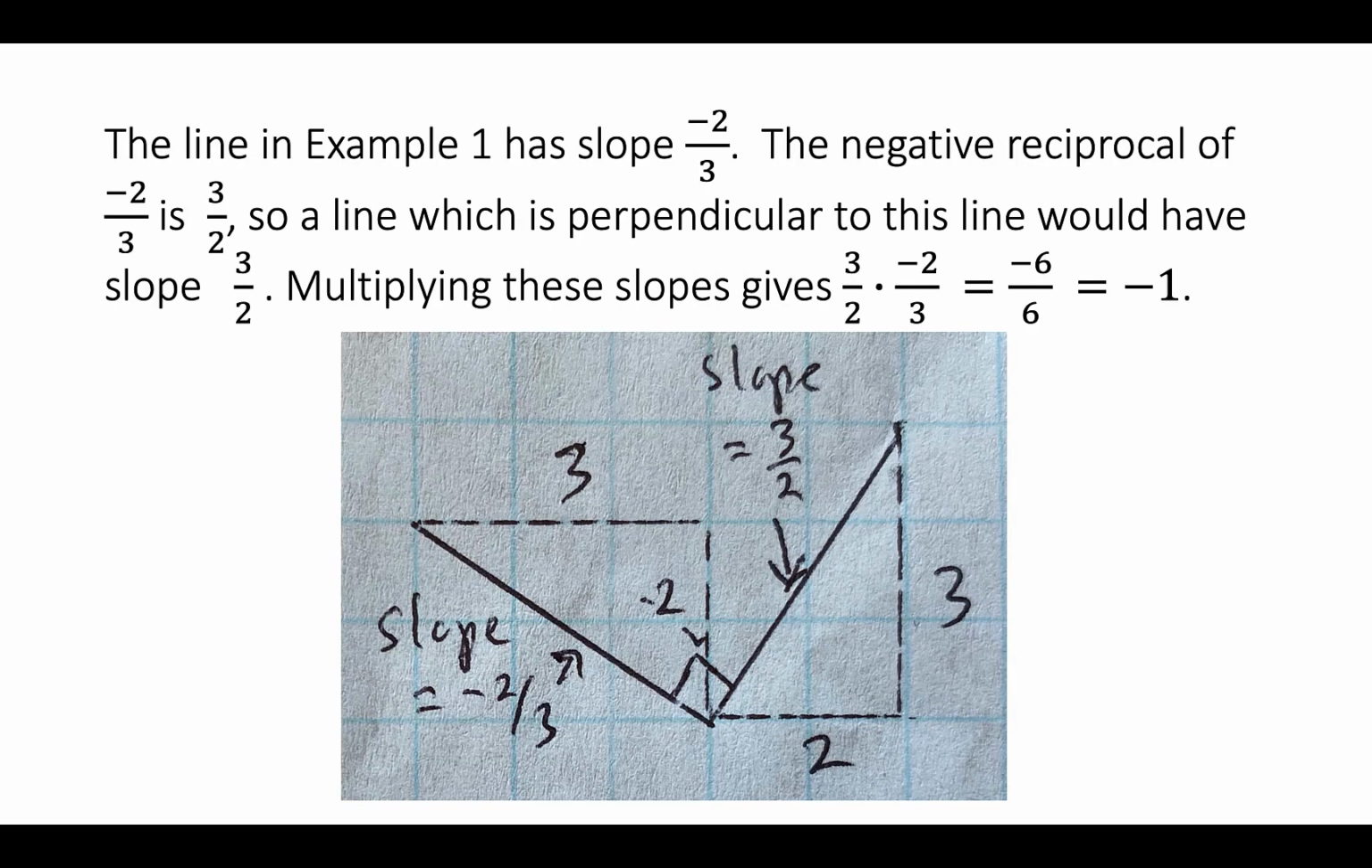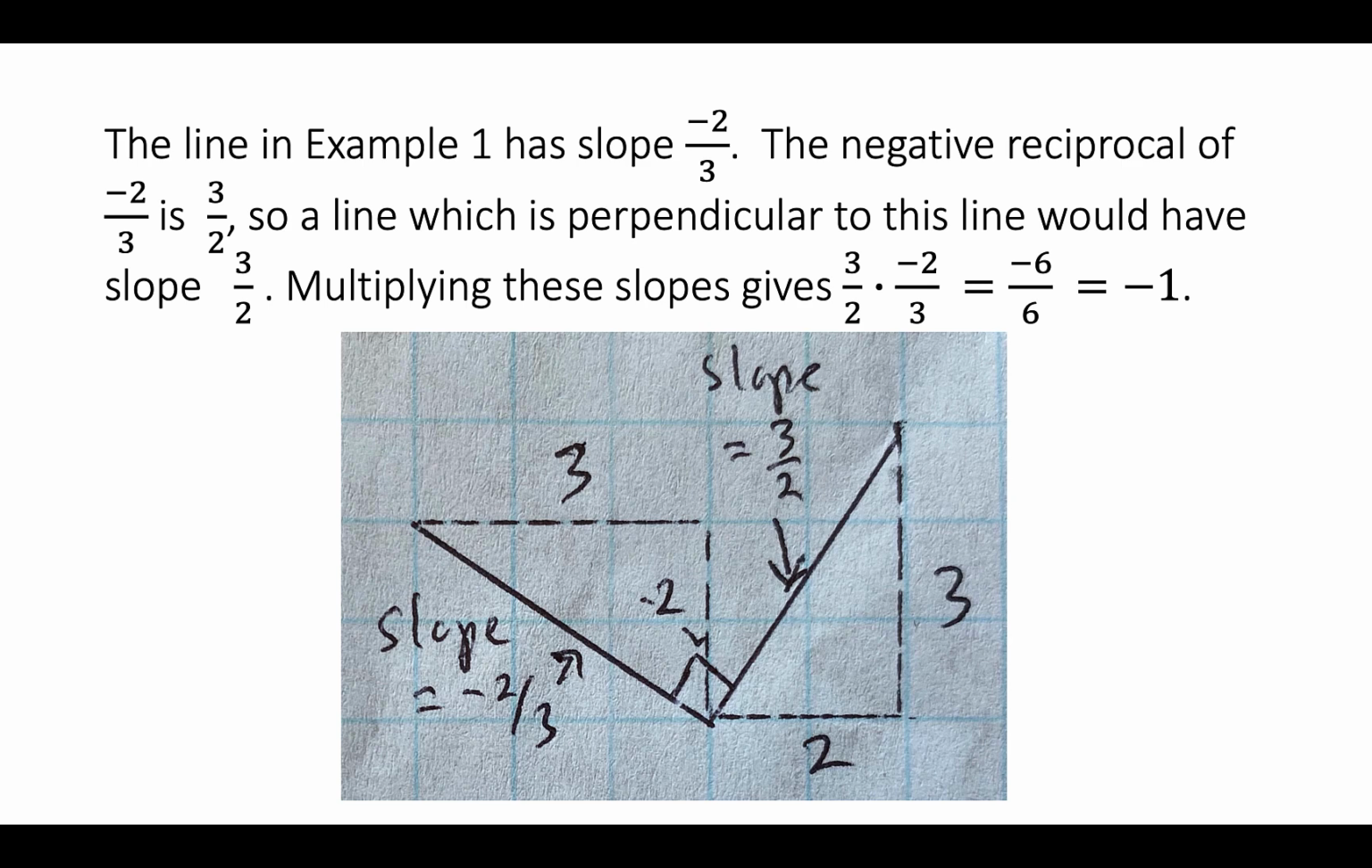As another example, the line from example 1 has slope negative 2/3. The negative reciprocal of negative 2/3 is a positive 3/2. So a line which is perpendicular to this line would have slope 3/2. Multiplying these slopes gives 3/2 times negative 2/3 is negative 6 over 6, or negative 1.